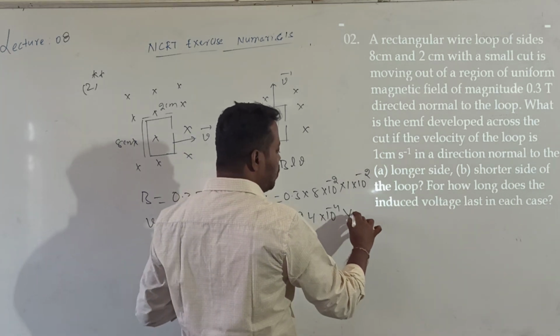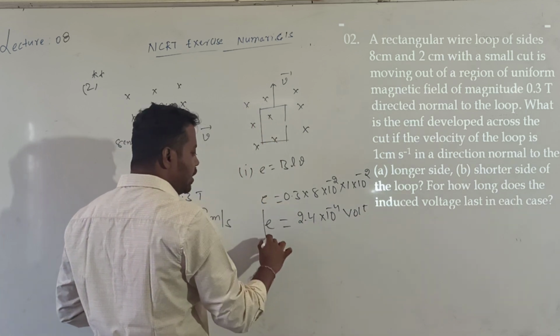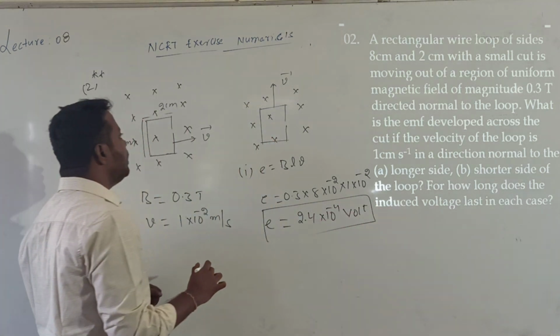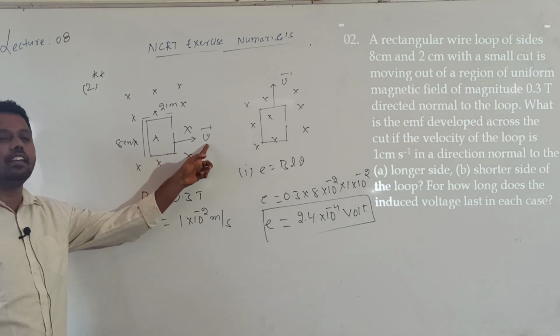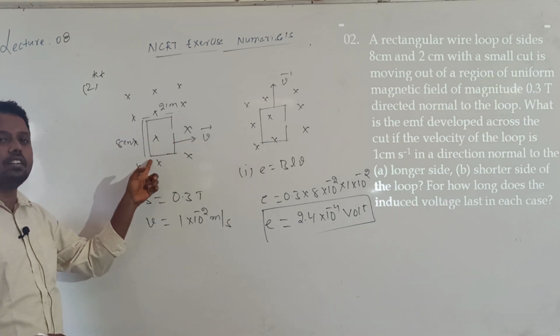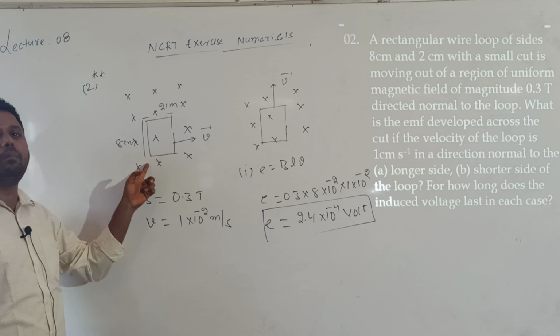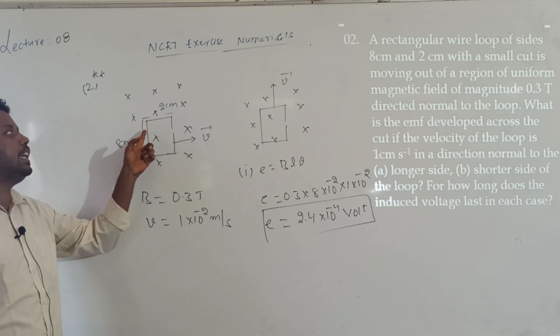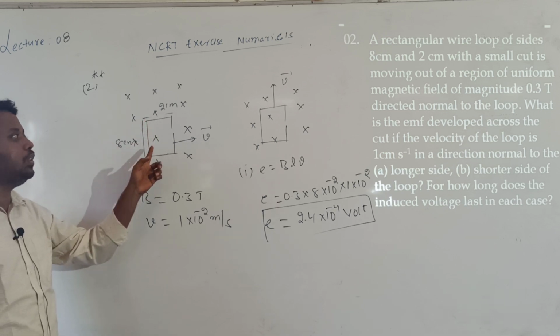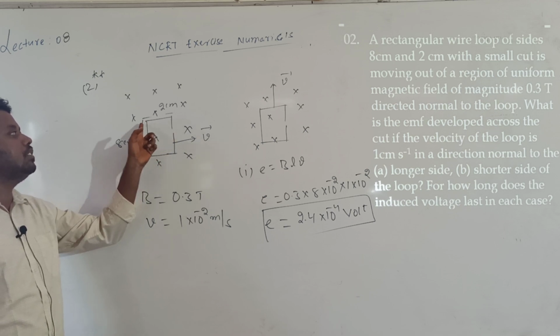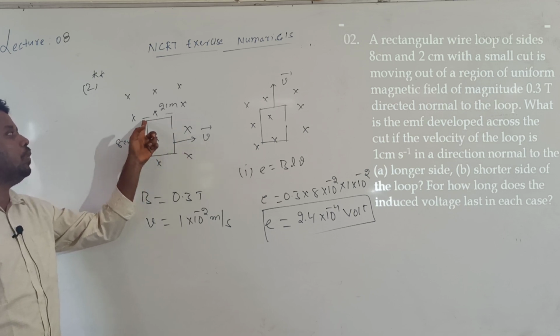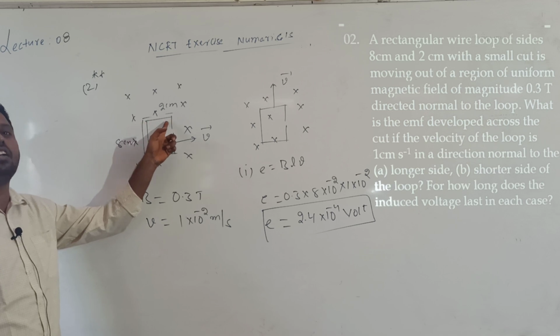10 power minus 4 volt. This is the induced EMF developed whenever it is moving with a velocity v in a direction perpendicular to the longer side. When it is moving perpendicular to the longer side, then only the induced EMF will be developed. I told you, if it is moving along the direction. Now in this case, why is there no induced EMF across the smaller side?